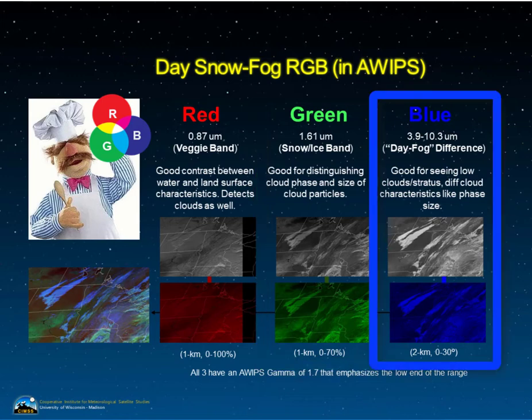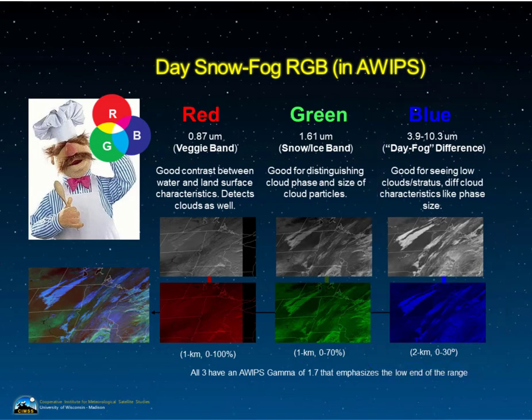The blue in this RGB is the day fog brightness temperature difference, 3.9 minus 10.3. The 3.9 micrometer is usually warmer during the daytime because of reflected solar radiation, and the amount of radiation reflected is a function of particle size. Very small particles reflect more incoming solar radiation, so the day fog brightness temperature difference will be larger.